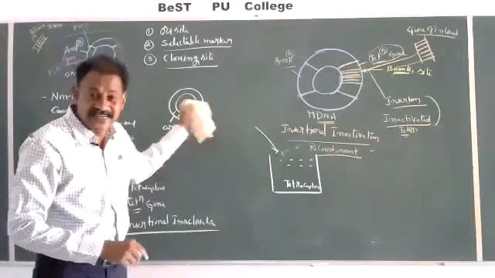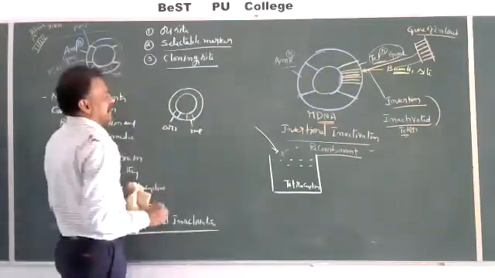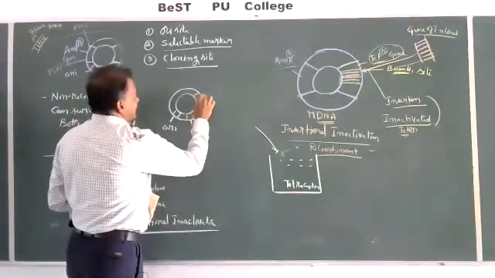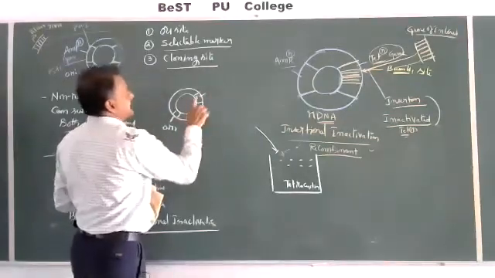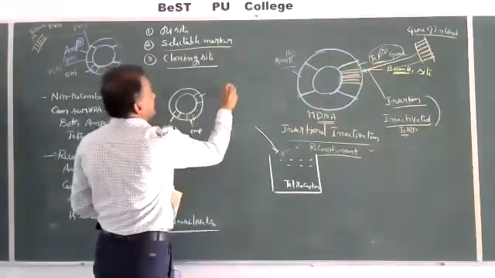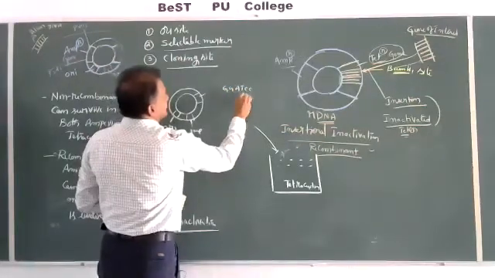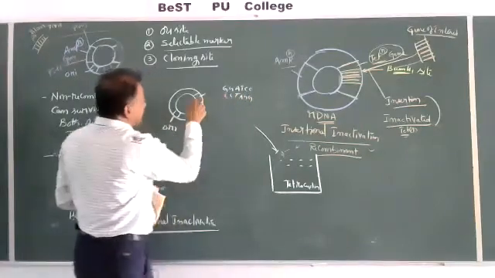Generally, it has sites very few, preferably one. What does it mean? See here. If it is having a site, what site? Palindromic sequence here. For example, I have shown GGATCC. Where is it present here?